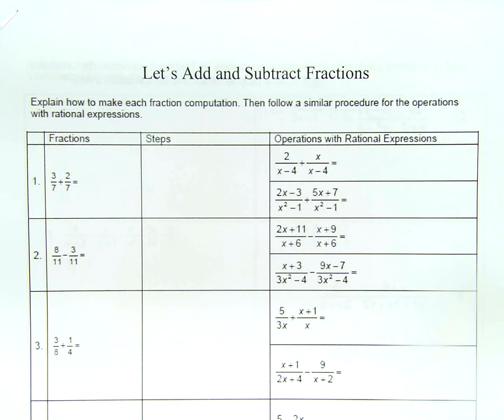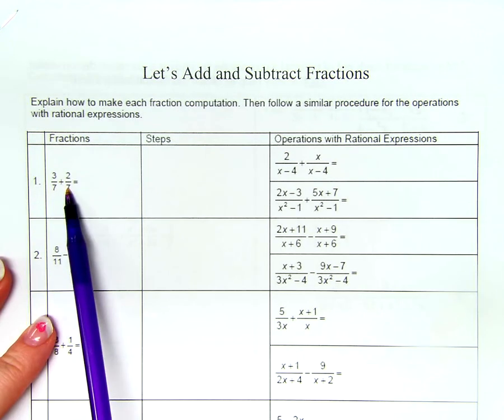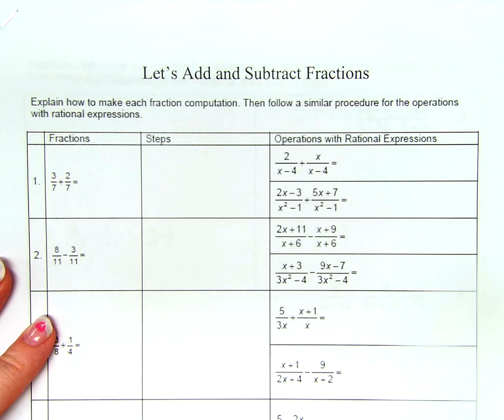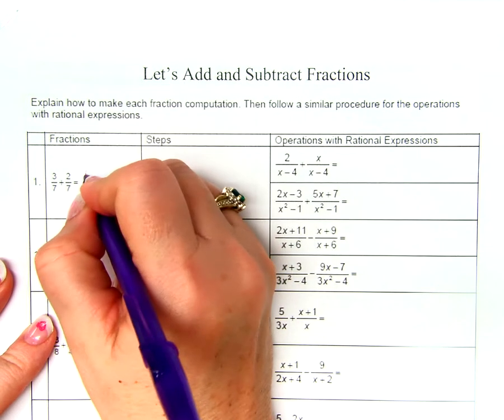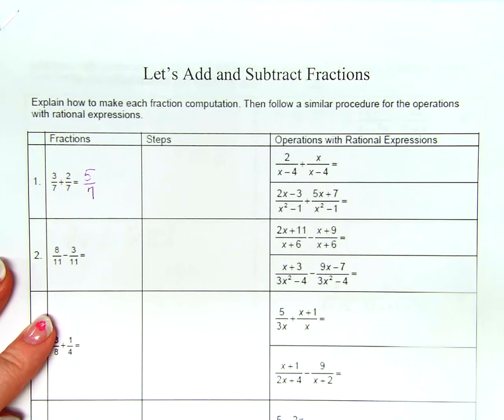Why can we add the numerators? Because the denominators are the same, we can just add the numerators. Okay? And what we get is 5/7.